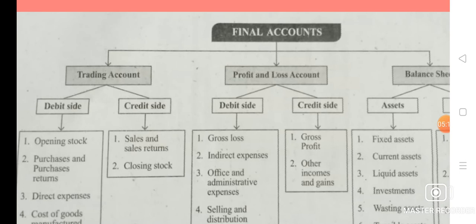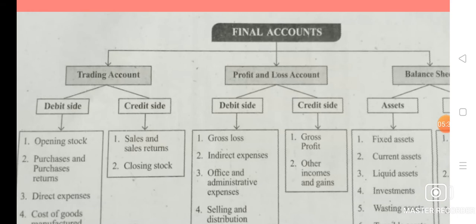Trading refers to buying and selling of goods with the intention of making profit. The trading account is a nominal account which shows the result of buying and selling of goods for an accounting period. The trading account is prepared to find out the difference between the revenue from sales and cost of goods sold. Cost of goods sold refers to directly related cost.